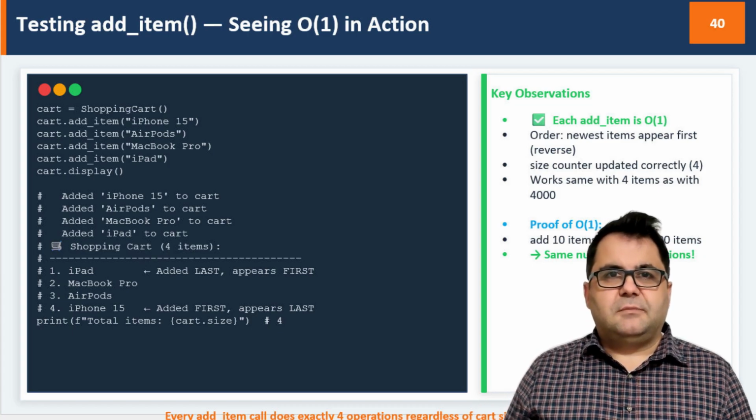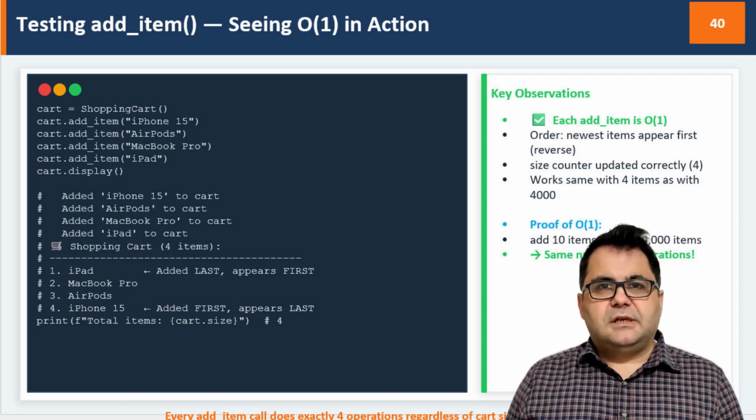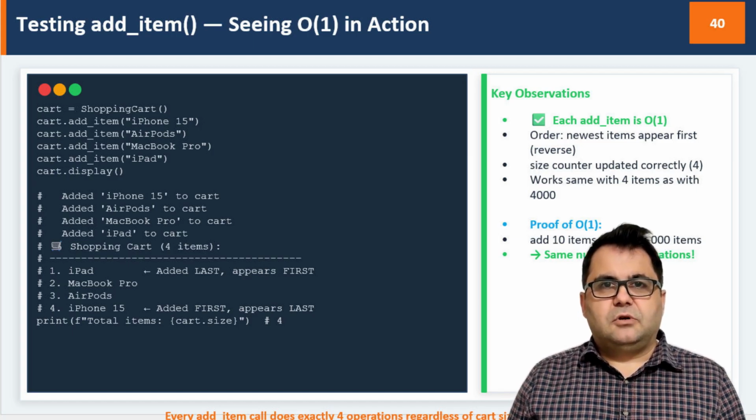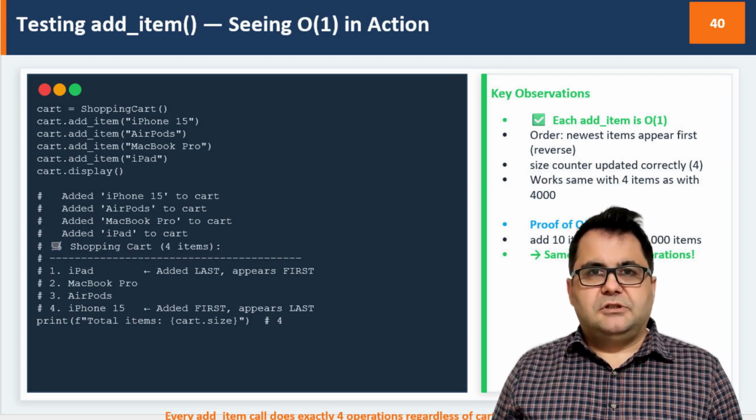Create new node with the item data. Step 2. Point new node's next to current head. This connects new node to existing list. Step 3. Update head to new node. New node is now the first node. Step 4. Increment size counter.